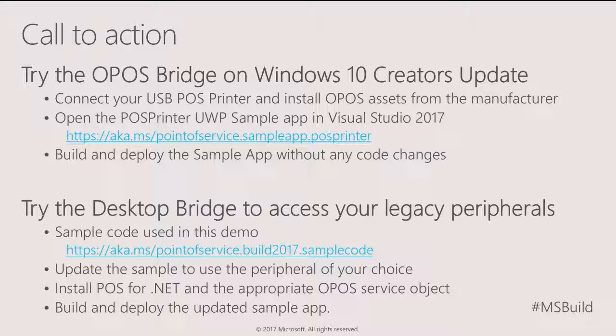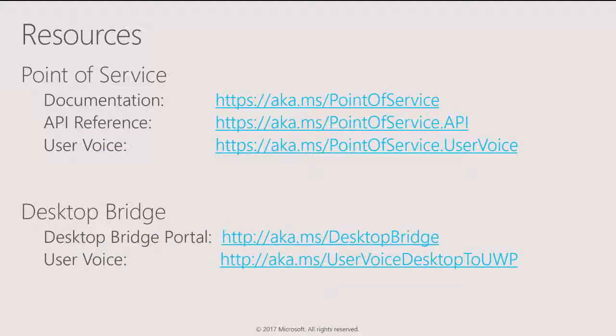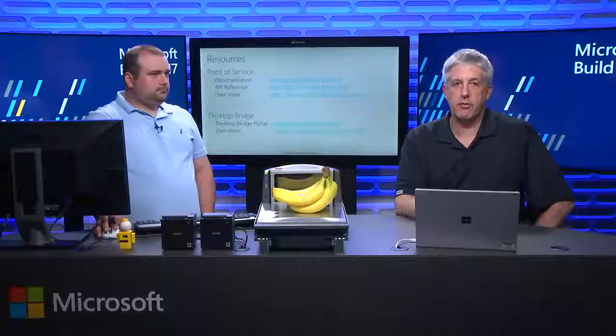We've provided that sample code at aka.ms/pointofservice.build2017.samplecode. Additional resources for you in working with Point of Service: you can access our documentation, our API reference, and provide feedback on UserVoice. You can also learn more about Desktop Bridge at the Desktop Bridge portal, and also provide feedback through UserVoice.